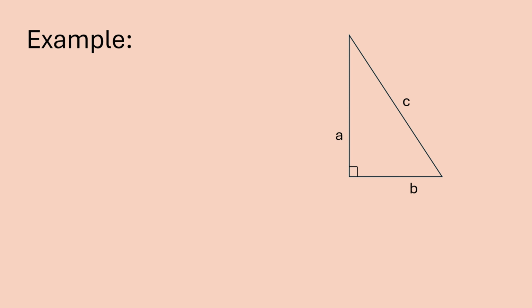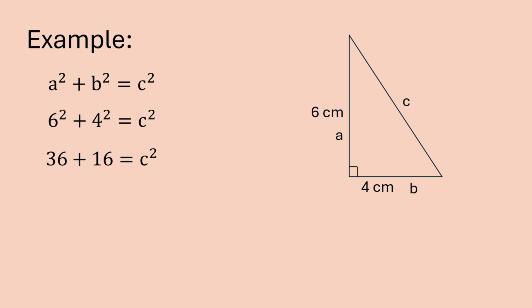Example: this is a right triangle. The length of one adjacent side is 6 cm and the length of another adjacent side is 4 cm. Now we want to find out the length of the longest side C, that is the hypotenuse. Pythagorean formula is a squared plus b squared is equal to c squared. So 6 squared plus 4 squared is equal to c squared. So 36 plus 16 is equal to c squared. So 52 is equal to c squared. So C is equal to square root of 52. So C is equal to 7.21 centimeter.